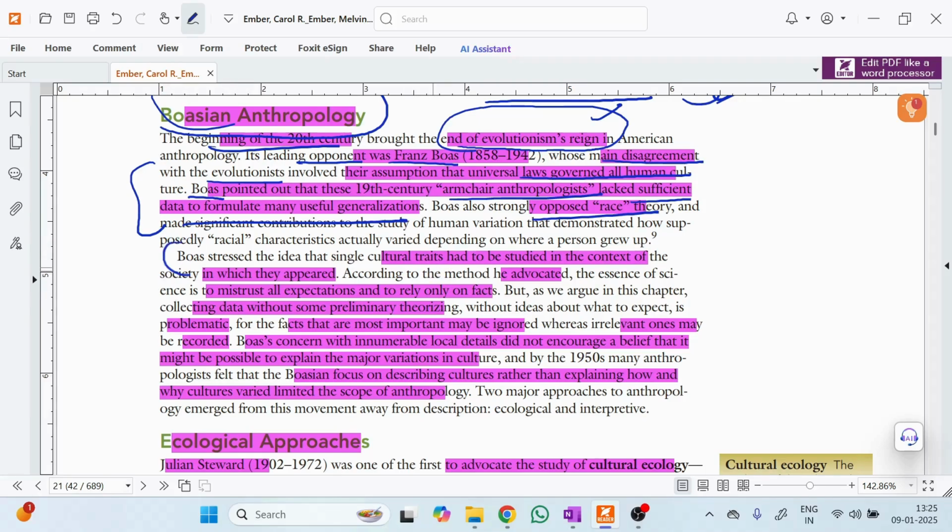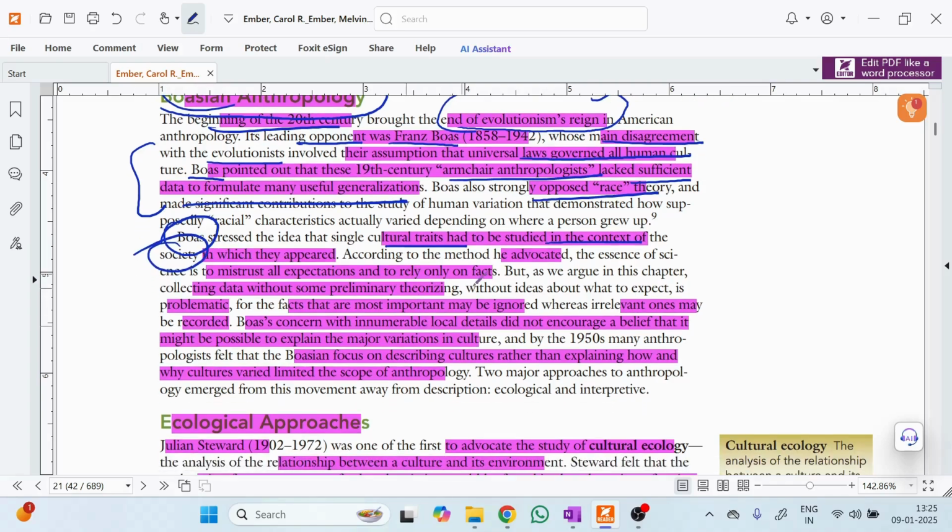According to Boas, cultural traits had to be studied in the context of the geography they are in, or the society they are in. In a sense, he talked about a strict scientific discipline which refuted all speculation and relied only on facts. So, in short, he was much inclined toward collecting data without any preliminary theorizing.